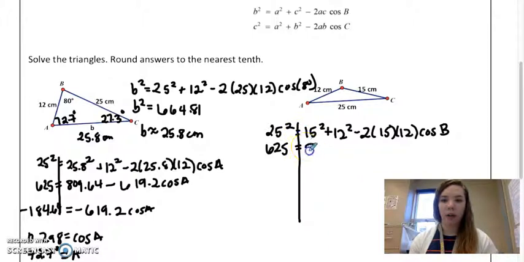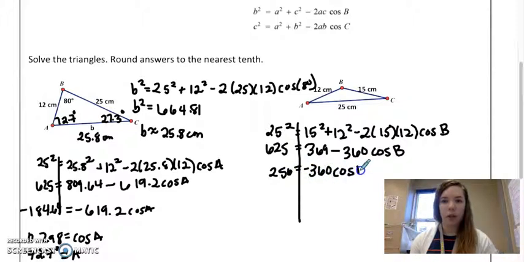Here I have 369 for this piece. And then I'm going to multiply these together. It is negative 360. Okay, so 625 minus 369 is 256 equals negative 360 cosine of B. So I'll divide that by negative 360. It's negative 7.1 repeating equals cosine of B.